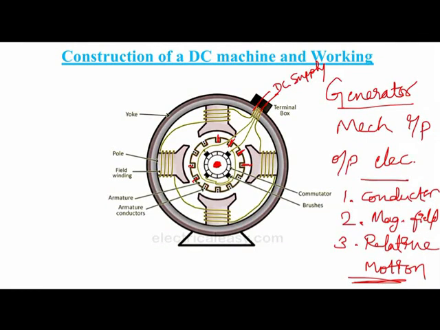So when the rotating conductors cut the stationary magnetic field, an EMF will be induced in these rotor conductors, and this induced EMF is an alternating EMF. This alternating EMF is given to the commutator, where it is converted to DC with the help of the commutator segments, and this generated DC EMF is collected with the help of the brushes and tapped out at the terminal box.